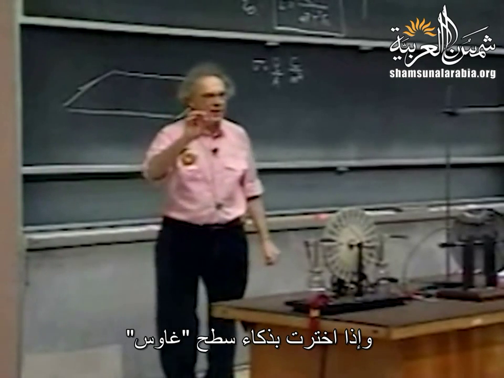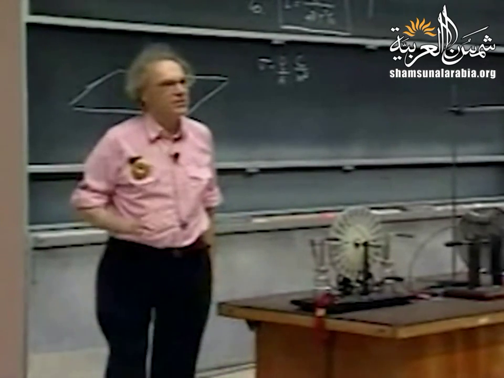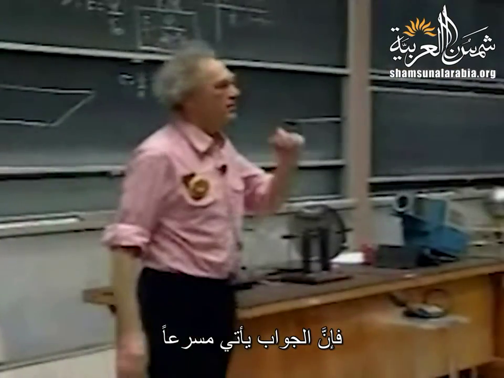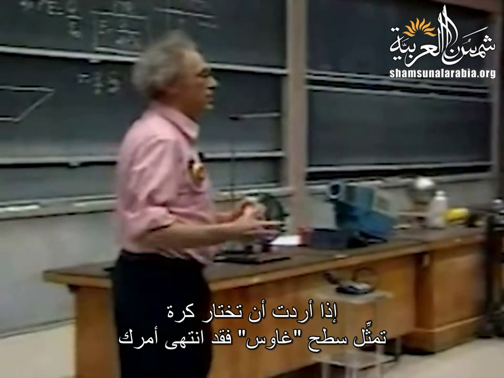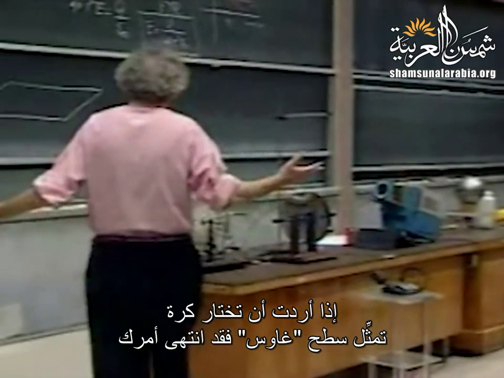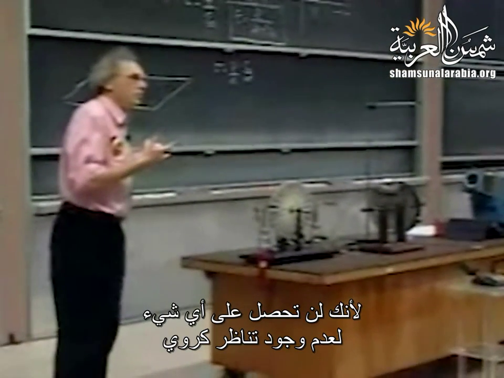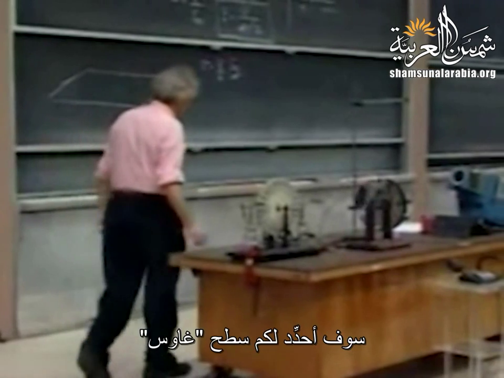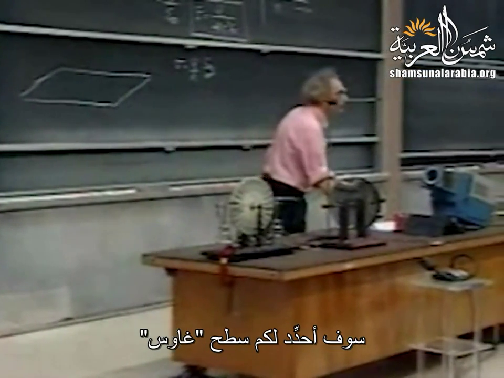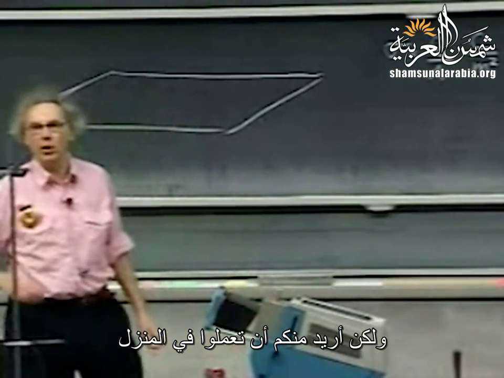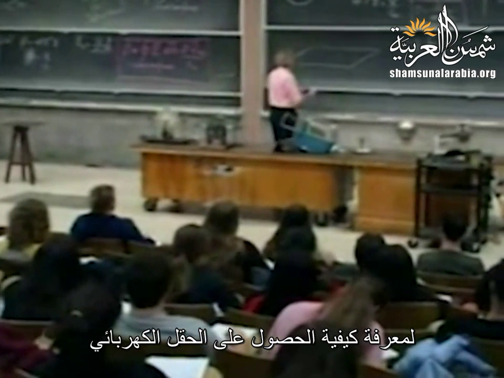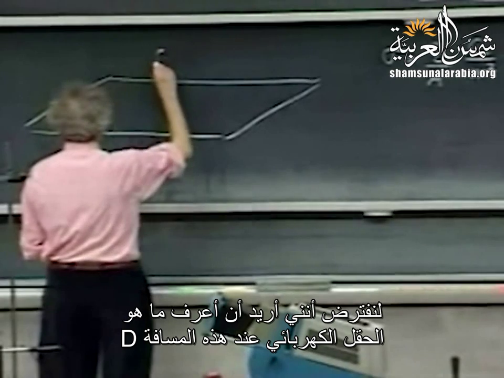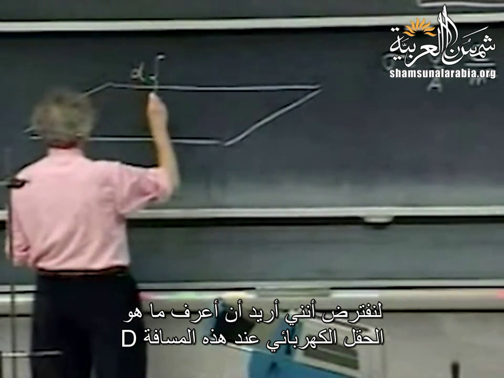If now you pick a clever Gauss surface, the answer pops out very quickly. If you would choose a sphere as a Gauss surface, you're dead in the water. You get nowhere because there's no spherical symmetry. I will define for you that Gauss surface, but I want you to work out at home how you get the electric field. Suppose I want to know what the electric field is at a distance d above the plane.